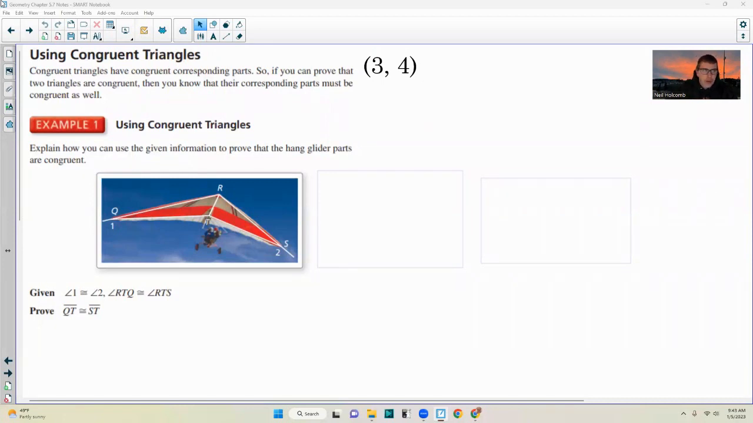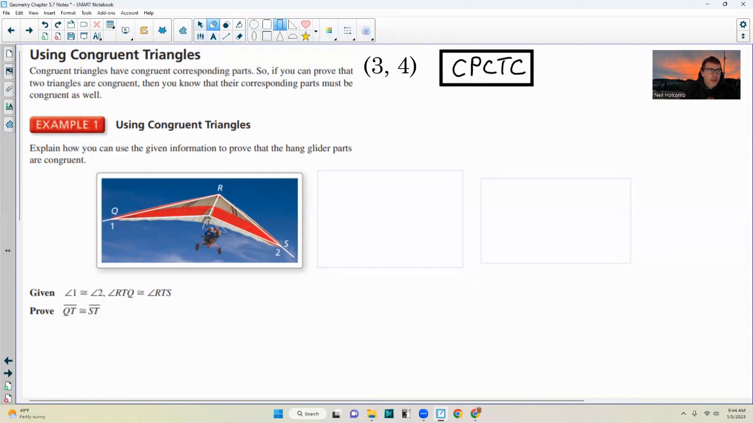Okay, using congruent triangles. Congruent triangles have congruent corresponding parts. So if you can prove that two triangles are congruent, then you know that their corresponding parts must be congruent as well. Corresponding parts of congruent triangles are congruent, CPCTC. Example 1, using congruent triangles.